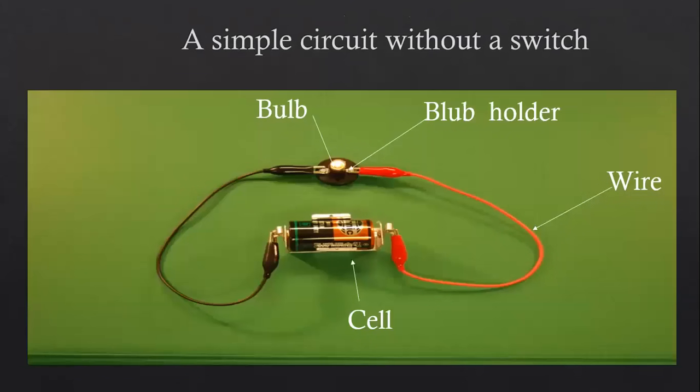Now this is the simple circuit you made without a switch in the previous lesson. It used some components like a bulb, bulb holder, wire and the cell. But you have no switch in this circuit. If you want to turn off the light, you will have to break the circuit by taking the wire off from one of the terminals of the cell. But it is not easy to connect and disconnect the wires of the circuit. That is why we have to make the switch.